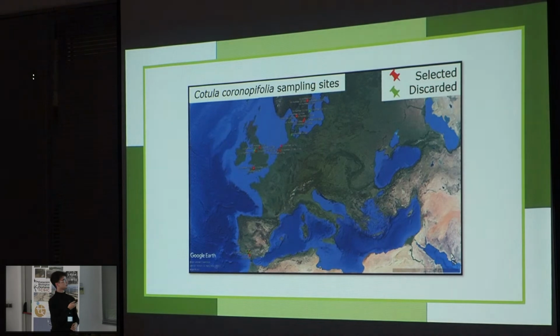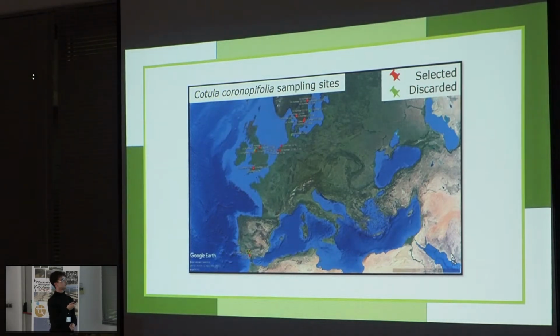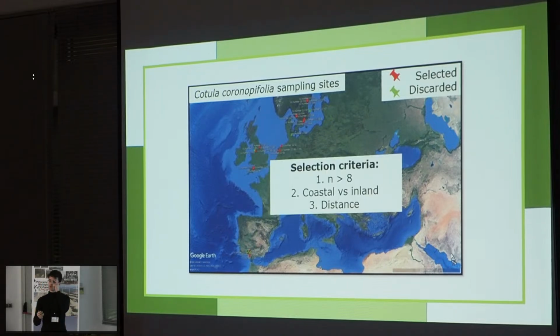In this map I show the population sample in Europe for the first species, Cotula coronopifolia. In red are the populations that we selected, and in green the discarded. We had to choose the populations we wanted to analyze, so the selection criteria were having enough material for the analysis, having a representation in each country of coastal and inland populations, and having enough distance between the populations to ensure enough variability between them.